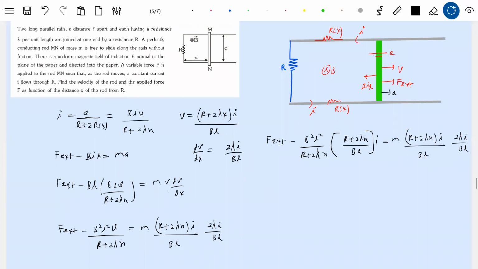Okay, this we have to further simplify it. Solve it for x.